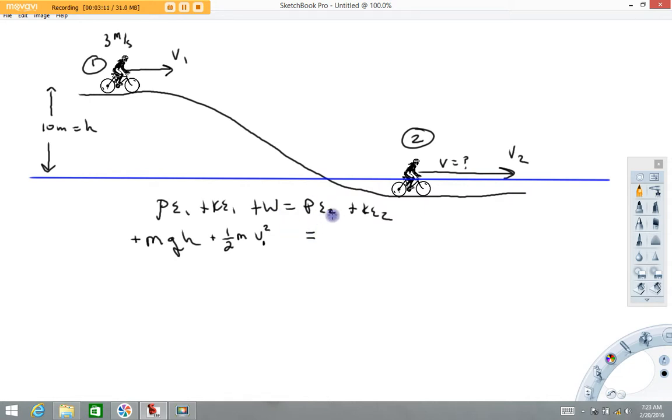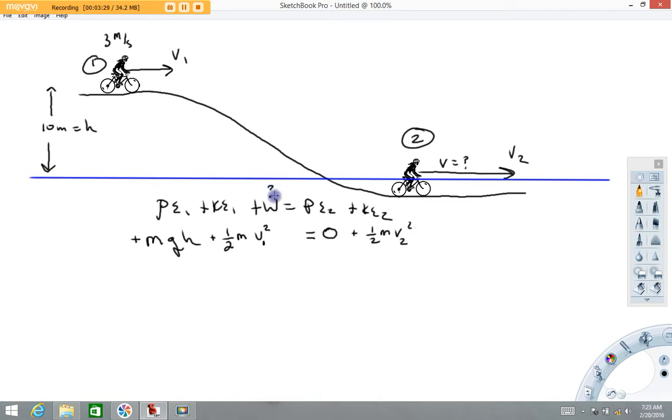All right, the PE2 term. When the person is at position 2, they're at our datum, so the potential energy is 0. And then the KE2 term is 1/2 m v2 squared. All right. Now the work term. Let's go back and talk about that work term here.